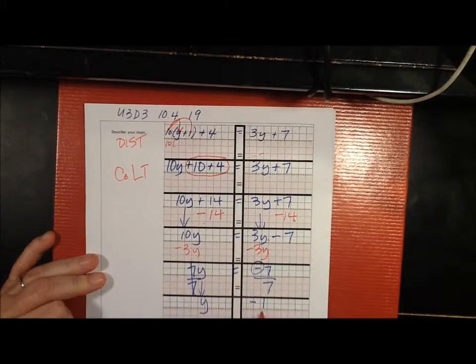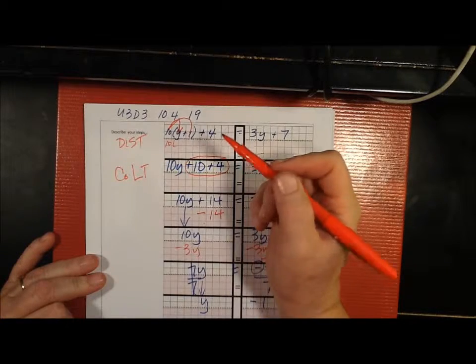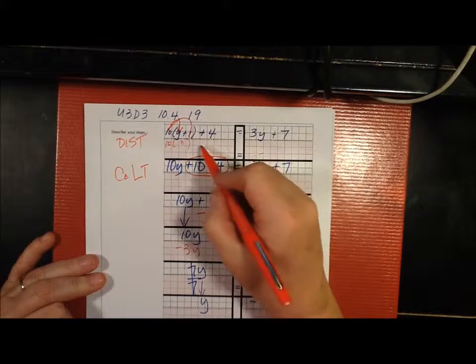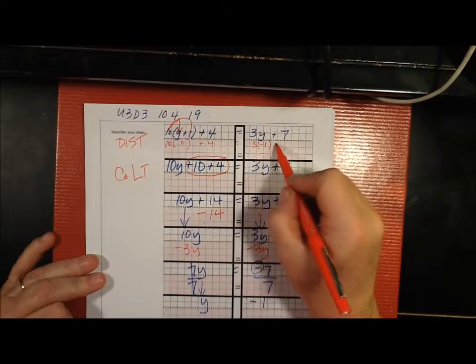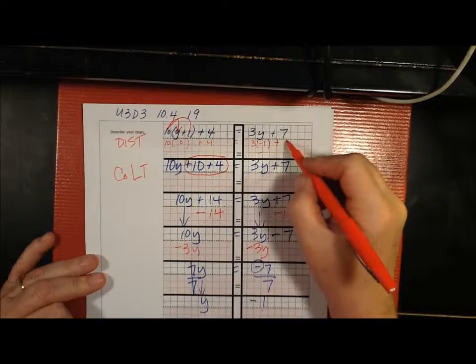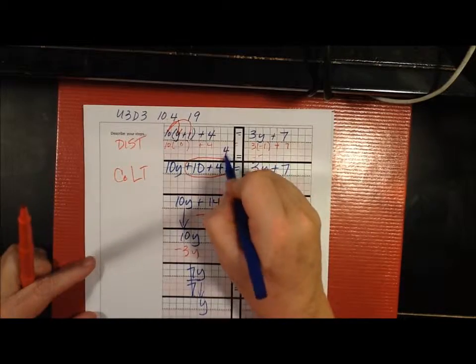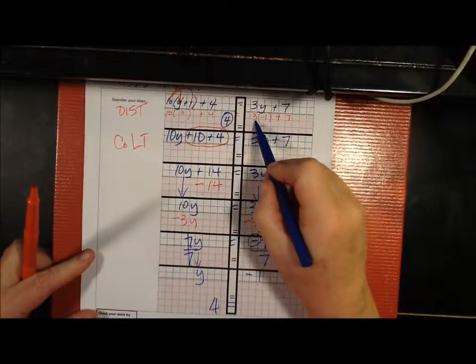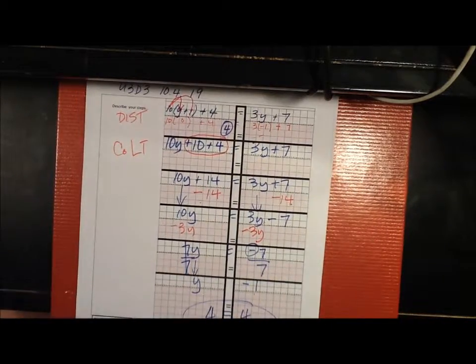So let's see, if we come back up here and we look at this and we say 10 times negative 1 plus 1 equals 0, plus 4 equals 3 times negative 1 plus 7. So is it true that 4 equals, yeah, it is true. I was worried again. Okay, so that one worked out. Last one.